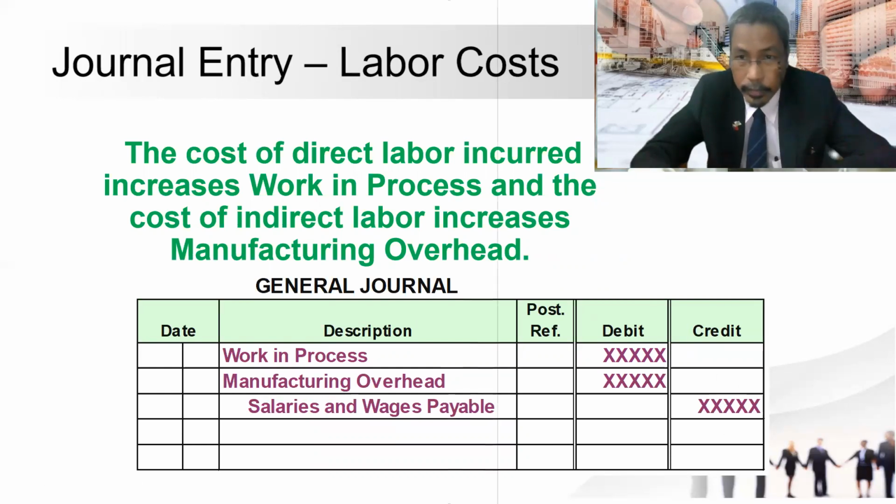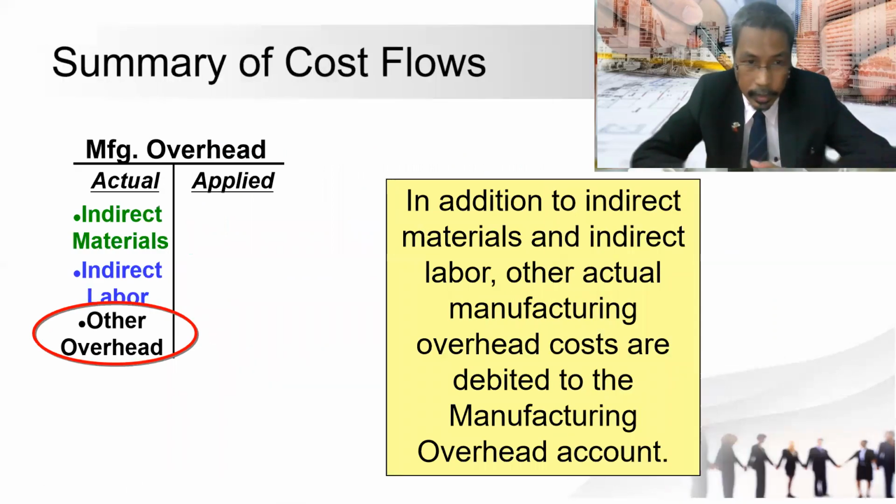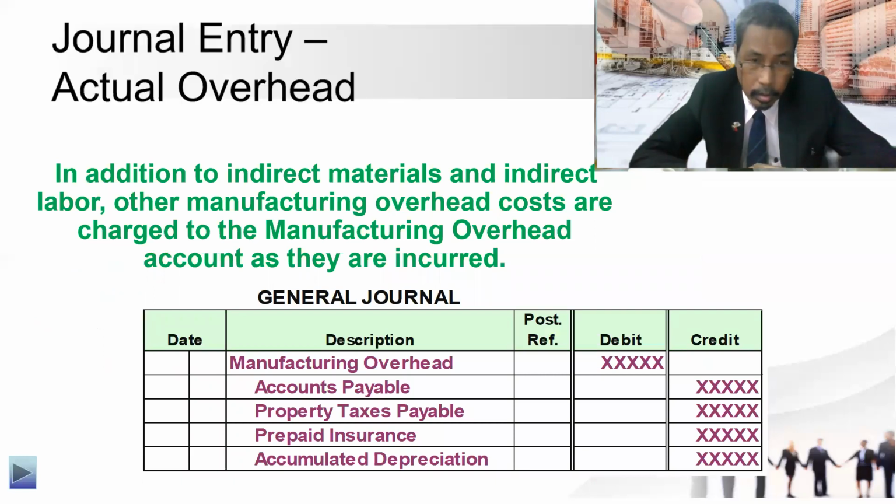Another explanation, manufacturing overhead. We have other overhead. So we have indirect material, indirect labor, and other overhead. In addition to indirect materials and indirect labor, the actual manufacturing overhead costs are debited to the manufacturing overhead account. So this is the title, manufacturing overhead account. Let us continue. Actual overhead: other manufacturing overhead costs are charged to the manufacturing overhead account as they are incurred.